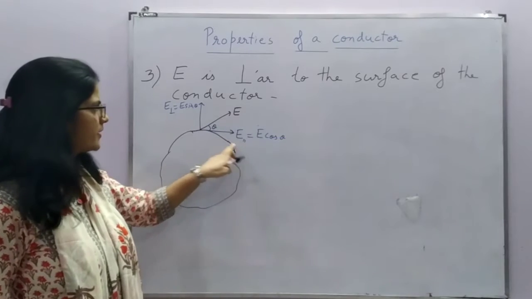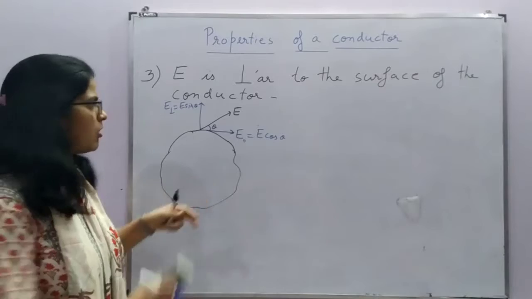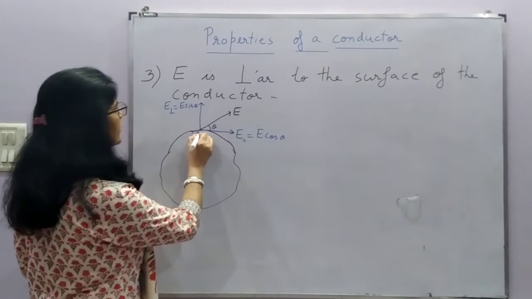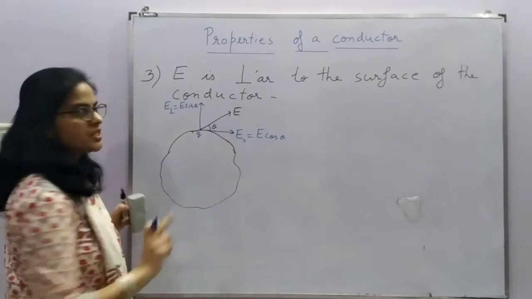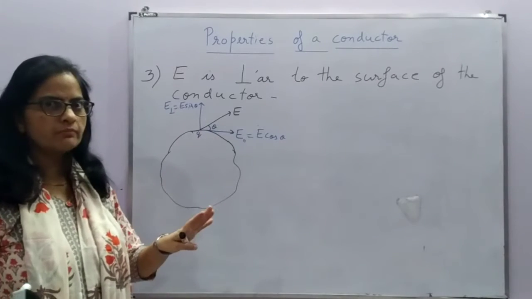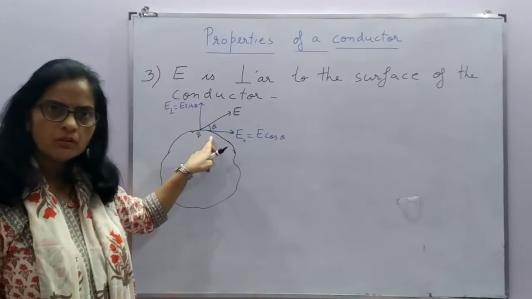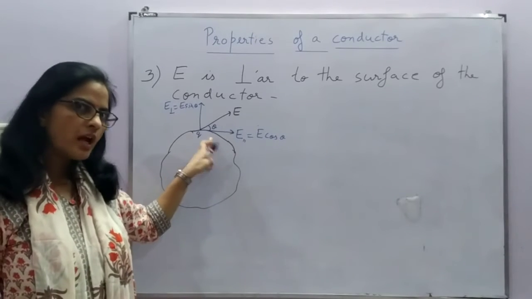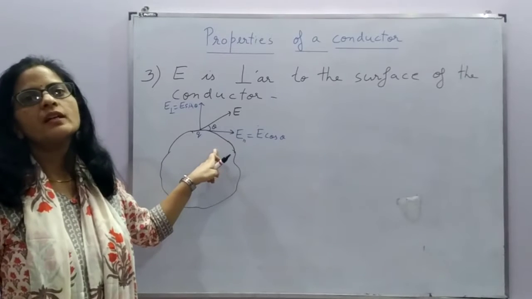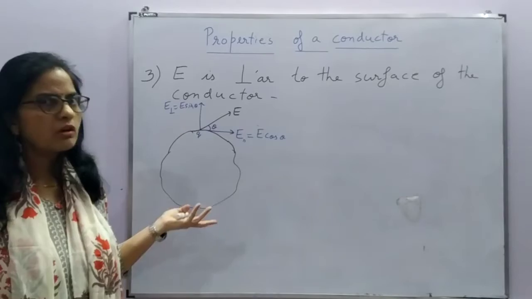This indicates that due to this parallel component, the charges on the surface of this conductor will experience force. Now if they experience force, what will happen? They will start moving. And what does that mean? It will create a current in a static situation, which is not possible.